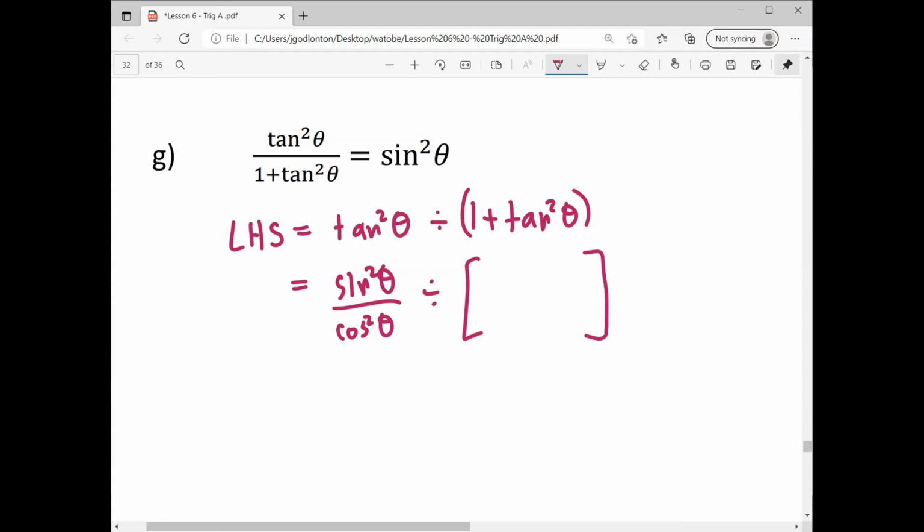And I said 1 over 1 plus sine squared theta over cos squared theta. Beautiful. I'm still on there, I haven't finished yet. So that's perfect.